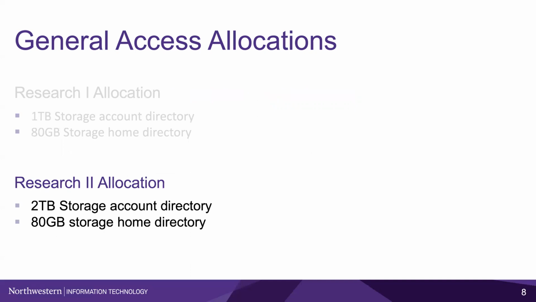The second option is a Research 2 allocation. This is designed to support larger projects that are more computationally intensive or require more storage than available under a Research 1 allocation. These allocations give users 2 terabytes of storage in the project directory, 80 gigabytes in home, and users will receive the highest level of general access priority available for jobs on the general access nodes.